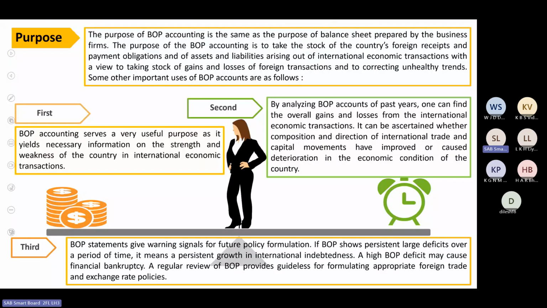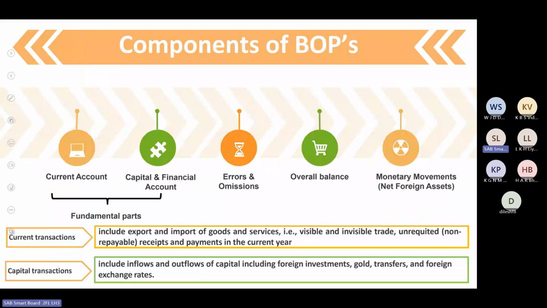And overall balance means we can see the overall balance of all these accounts, and finally whether it is a deficit or a surplus. What does a deficit mean? If the balance of payment account is at a deficit, the payment value is higher than the receipts value. Surplus means the receipt value is higher.